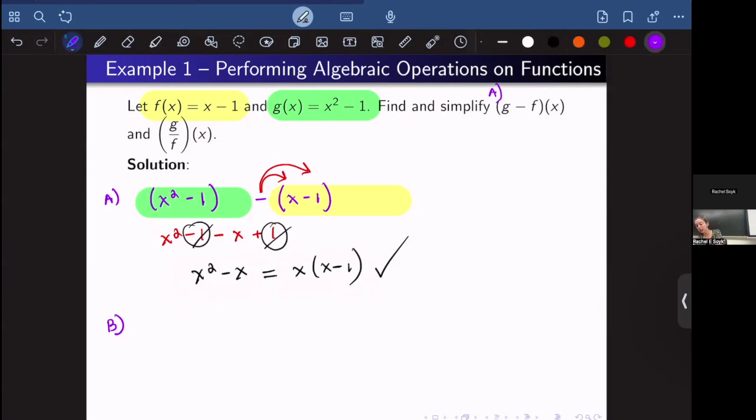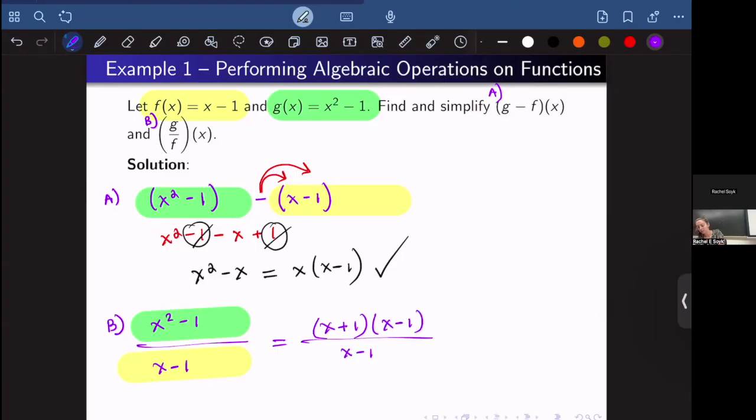Now, part B is asking you to divide the functions by each other. So now we're doing green divided by yellow. And then we're asked to simplify this. This is where factoring actually does help because that numerator is the difference of squares. So we can factor it into (x plus 1)(x minus 1), all divided by x minus 1. And then you'll notice the x minus 1s cancel out. And so your simplified result is just x plus 1. And you're done.